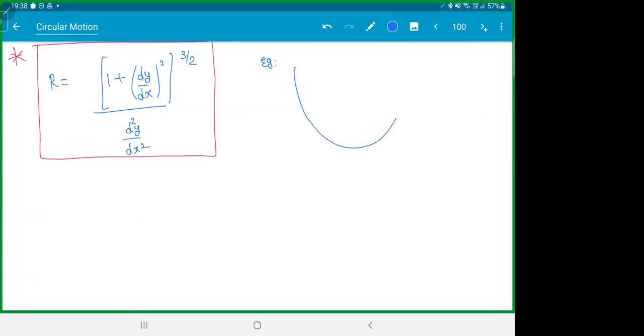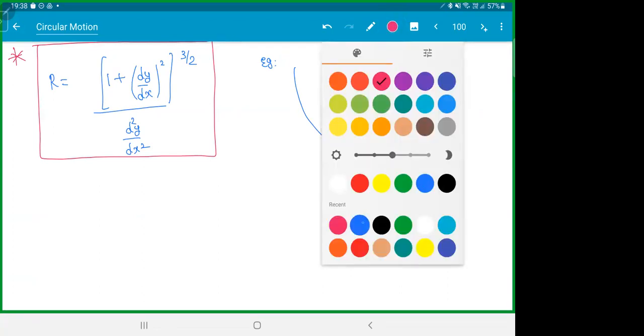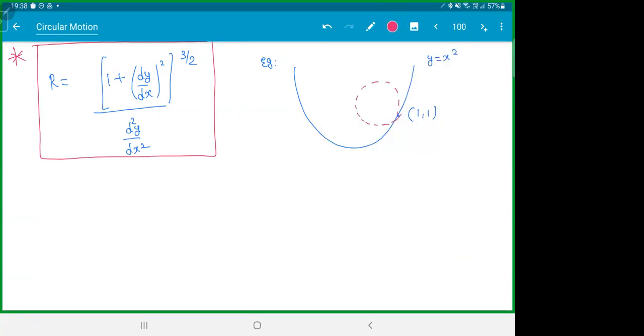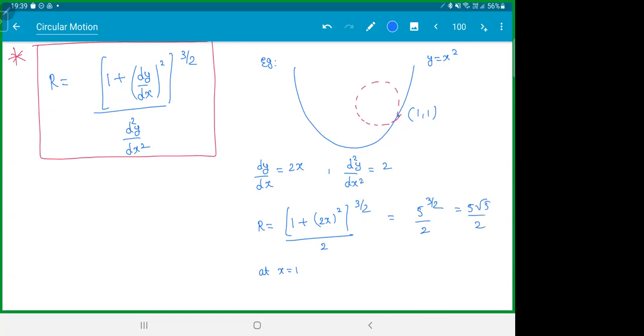If you take this parabola, y is equal to x squared, and we are trying to find the radius of curvature at the point (1, 1). This is the problem we did, remember? So look at this formula now. dy/dx will be 2x. d²y/dx² is 2. Substitute in the formula. The radius of curvature will be (1 plus 2x whole squared) to the power of 3/2, divided by 2. Here x is equal to 1. If I substitute that, that will be 1 plus 4, 5 to the power of 3/2, by 2. This is 5 root 5 by 2.